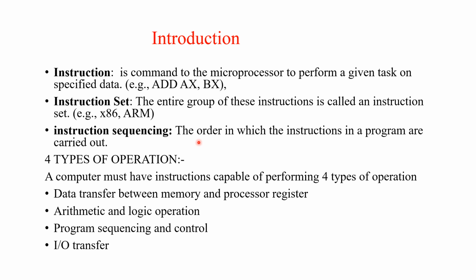Following the correct sequence is important for ensuring the program executes as intended, and the program counter plays a key role in maintaining the order of instructions. There are four types of operations a computer must perform: data transfer between memory and processor registers.